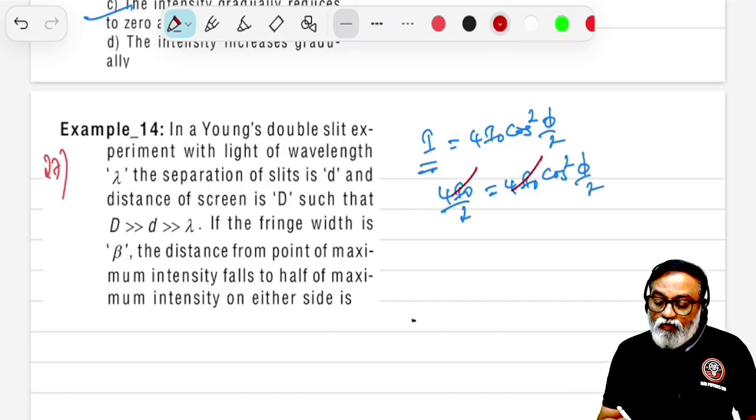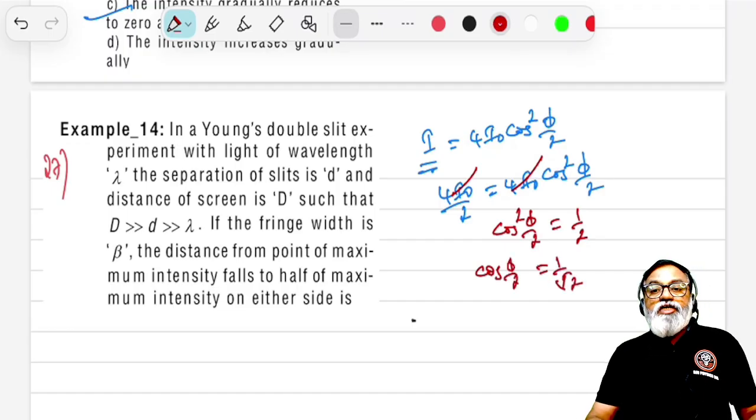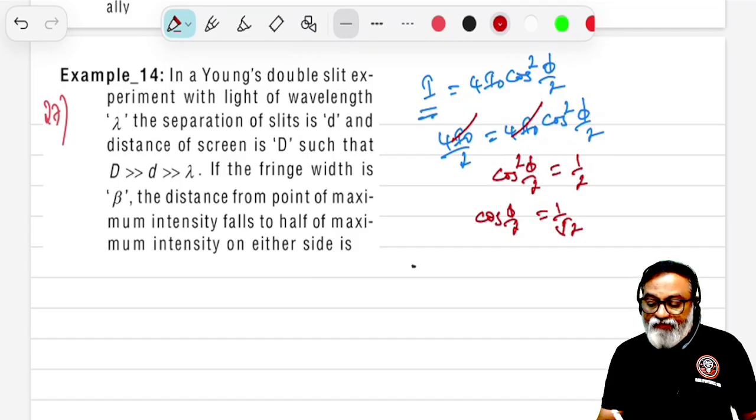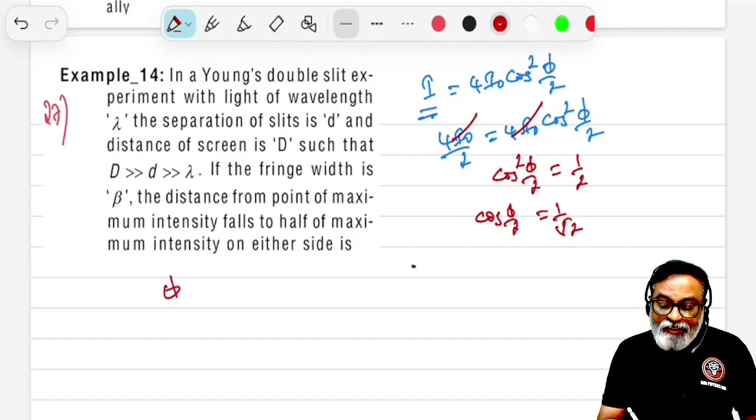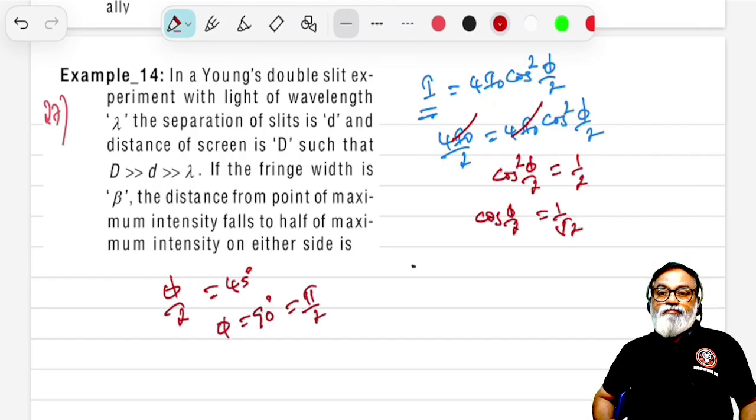Therefore 4 I naught cancel. Therefore cos square phi by 2 is equal to 1 by 2. Then cos phi by 2 is equal to 1 by root 2. Cos theta is 1 by root 2 means theta is 45. Therefore phi by 2 is equal to 45 degrees. Phi is equal to 90 degrees.